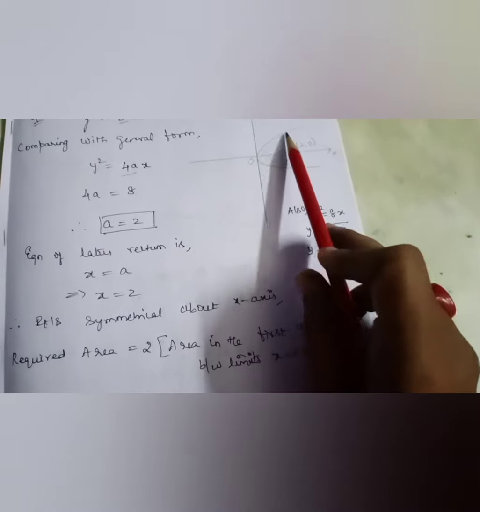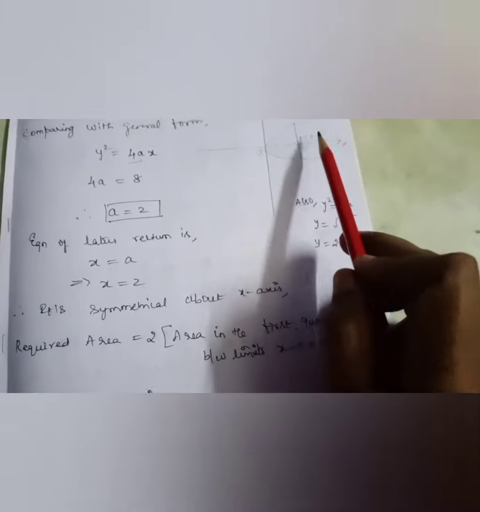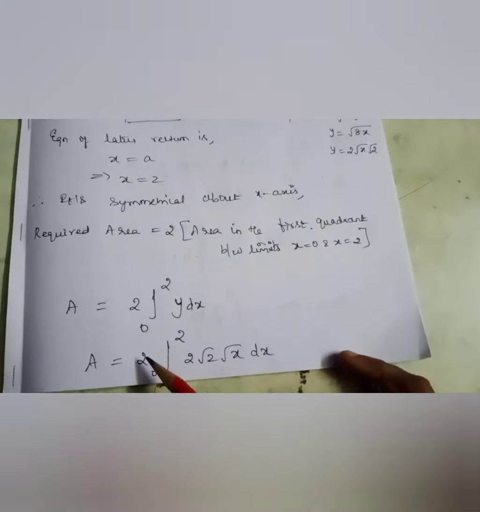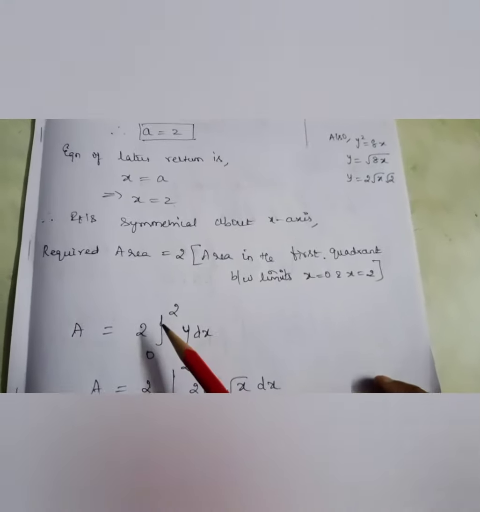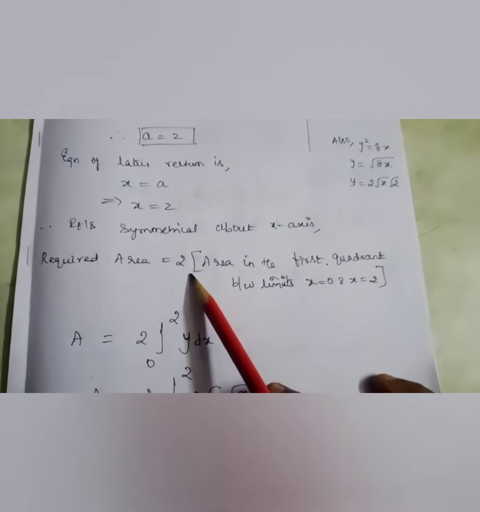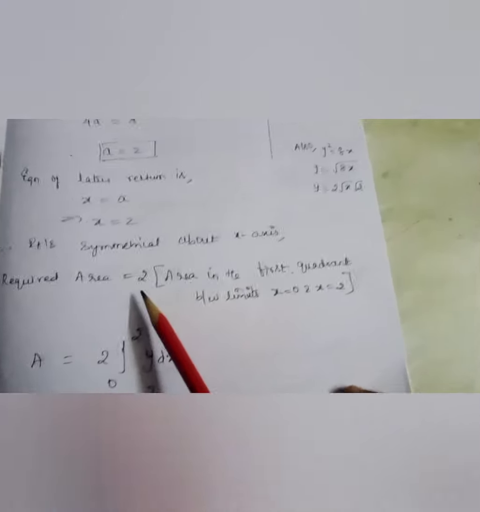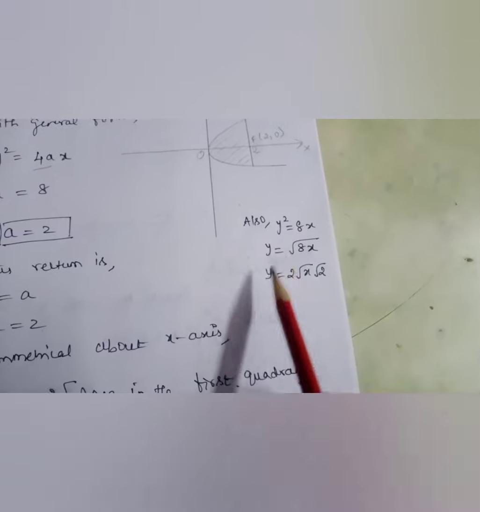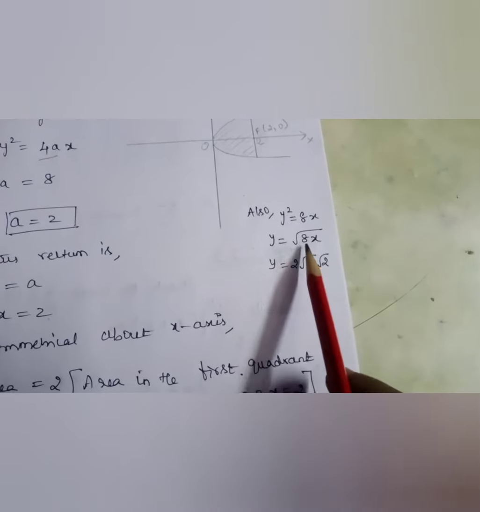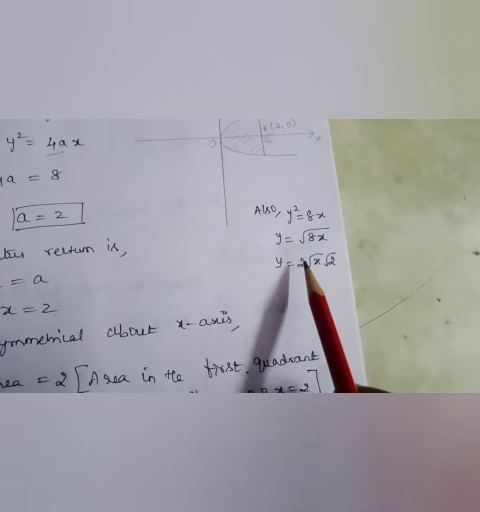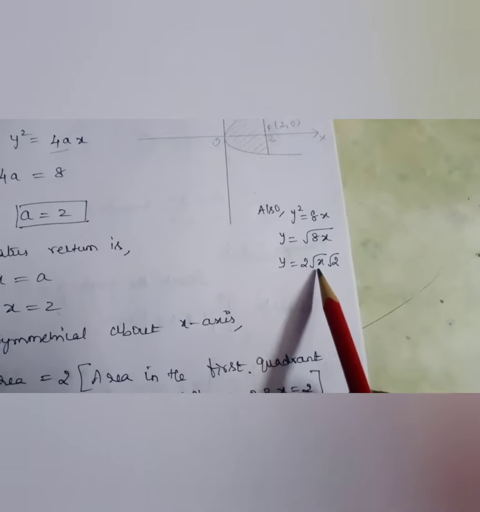Okay, that is where the parabola focus is identified now. So in the integral, I can take the 2 outside, because it is symmetrical, we are taking it to be 2. And y square is equal to 8x means y is equal to root of 8x. What is root of 8? 4 into 2. So 4 means you can take it as 2. So 2 root x root 2.